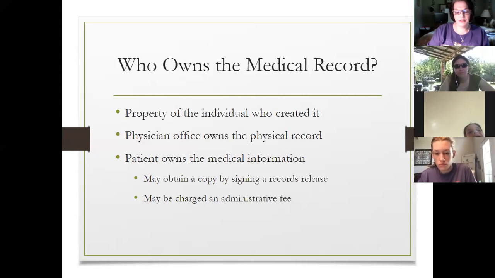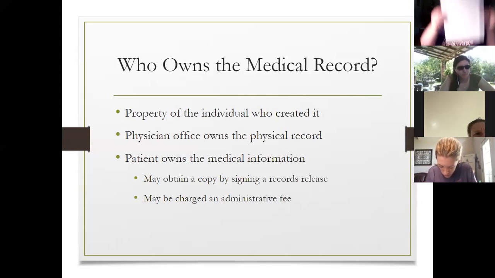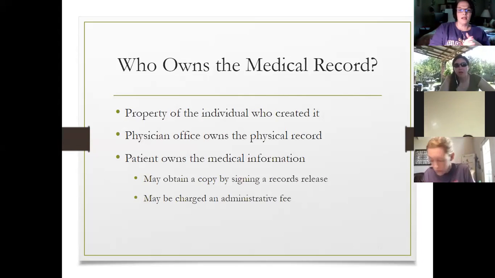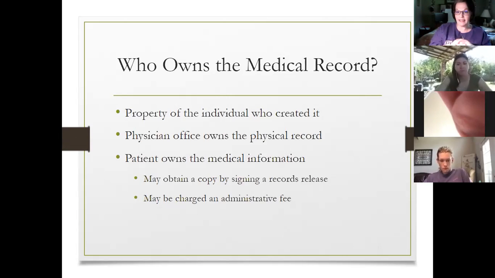I'm trying to think of a way to put it. So the patient owns their address, their name, their social security number, but we own the paper record. So the patient owns the demographics, but not the information. Well, the verbal information actually belongs to the patient. The verbal information belongs to the patient. But what's documented in the EHR belongs to the people who maintain it.